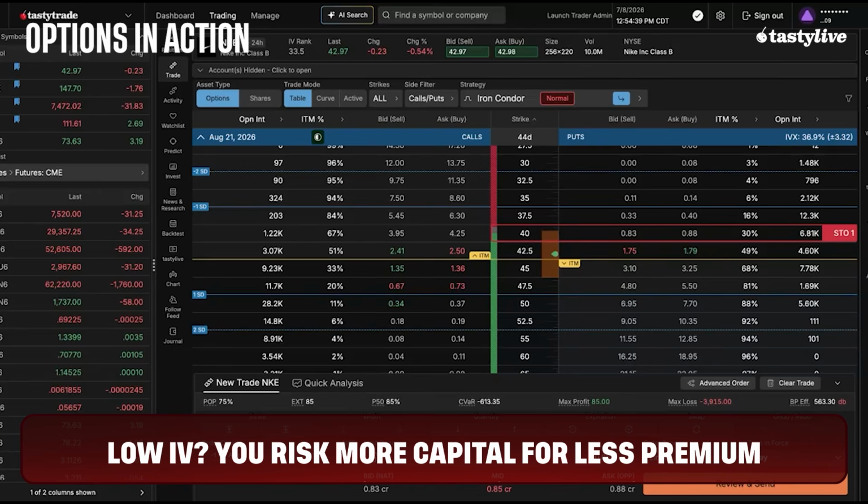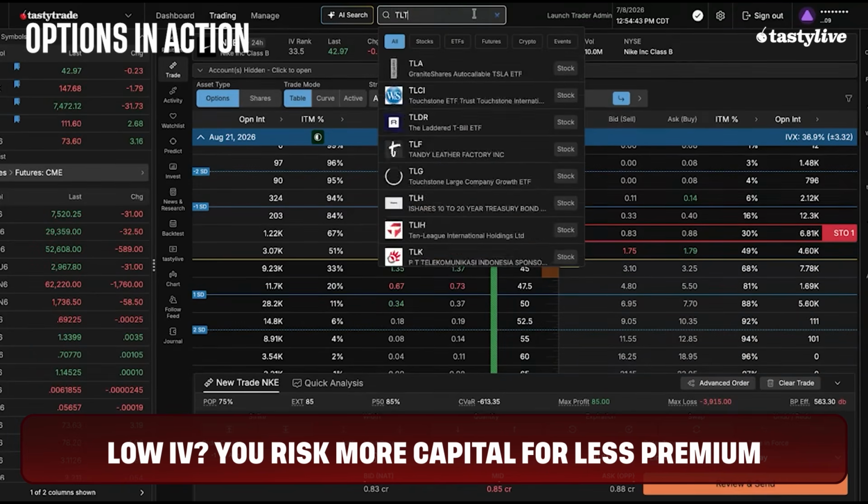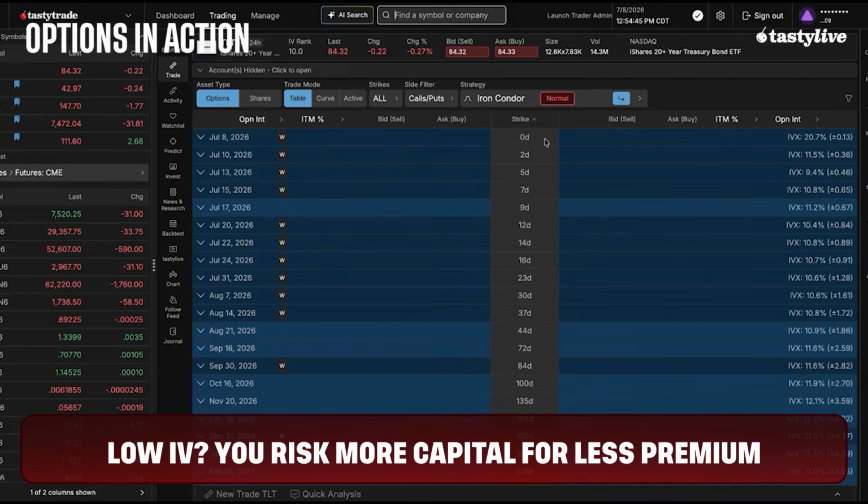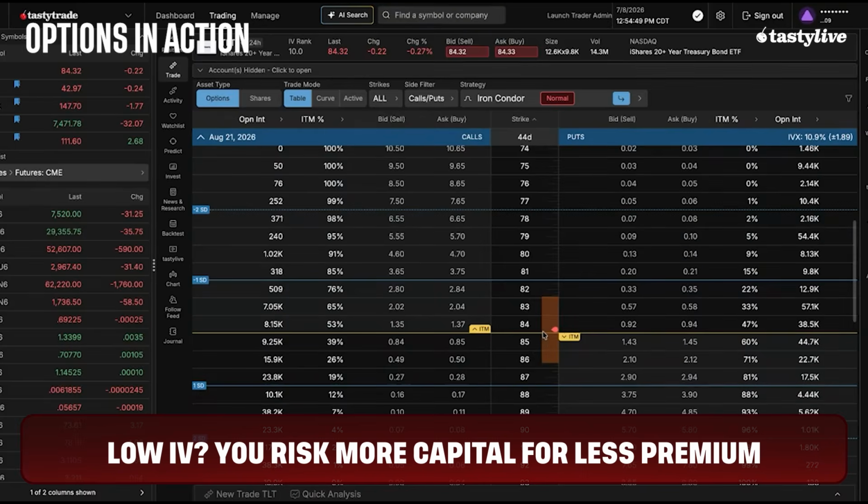So keep that in mind if you're selling premium in equities. And at a certain point, it becomes kind of a no-go for me. Like if I look at TLT and we're dealing with the August cycle, this has such low implied volatility, 10% here. We're talking multiples lower of the products we just looked at. There's no premium here to sell.